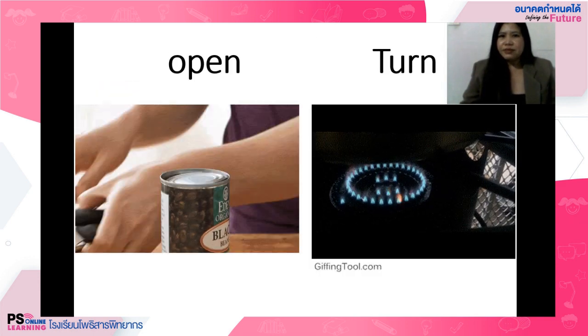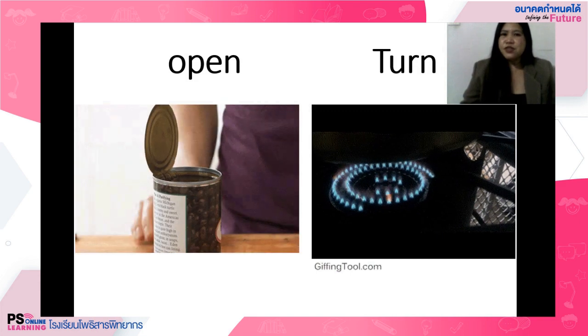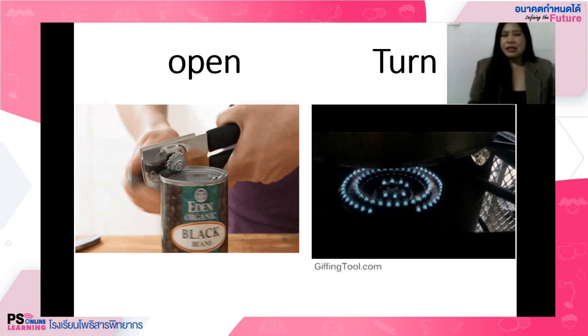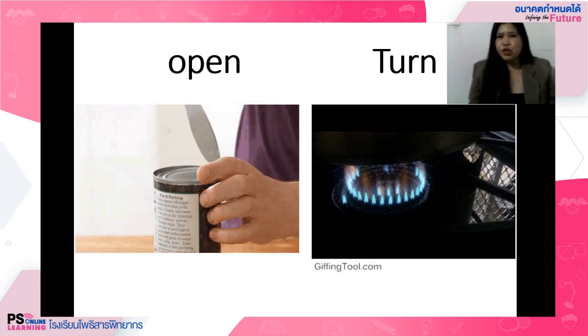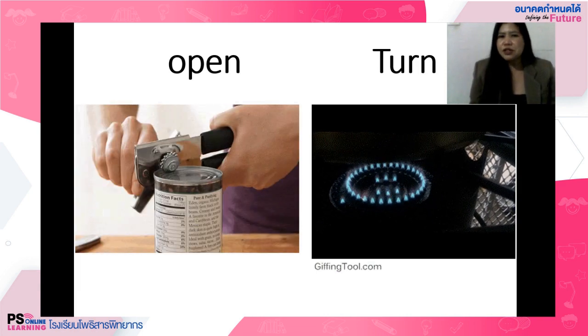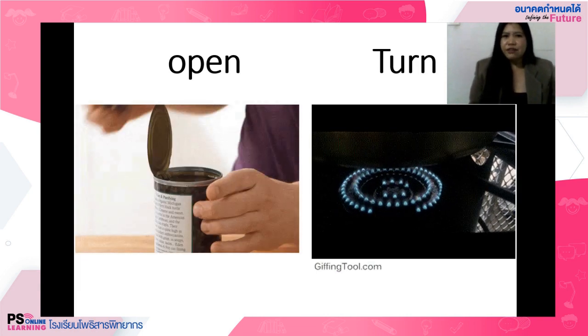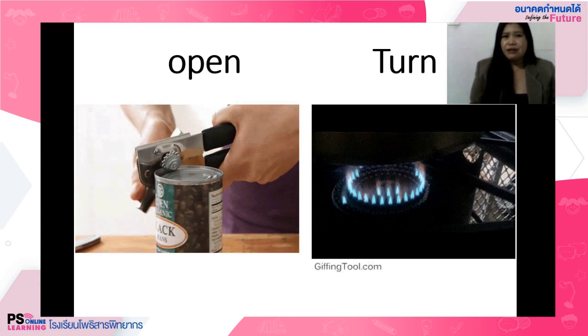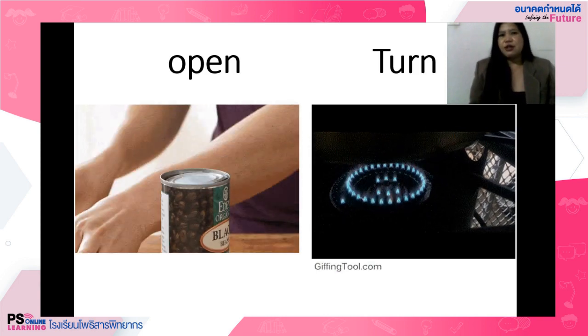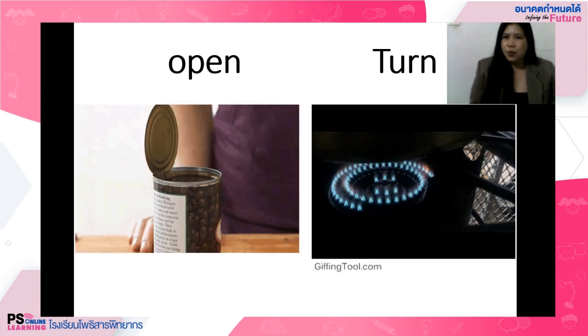Next one is this one. The first one is open, and then the other one is turn on. When do we use open and when do we use turn on? If there is a cover like that, if it is closed like the canned goods, okay, you say open.